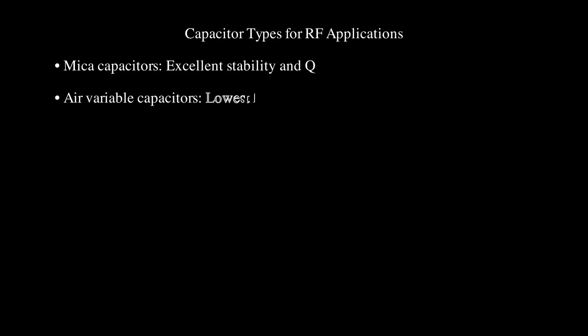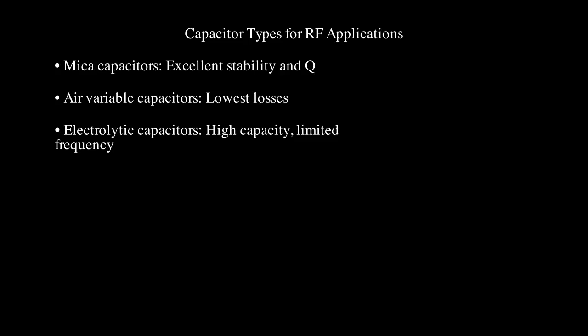Air variable capacitors have the lowest losses and highest Q factors because air has virtually no dielectric loss. They're commonly used in antenna tuners and variable frequency oscillators, though they're bulky and mechanically complex. Electrolytic capacitors provide high capacitance values but have high ESR and limited frequency response. They're typically used for power supply decoupling rather than RF signal paths.